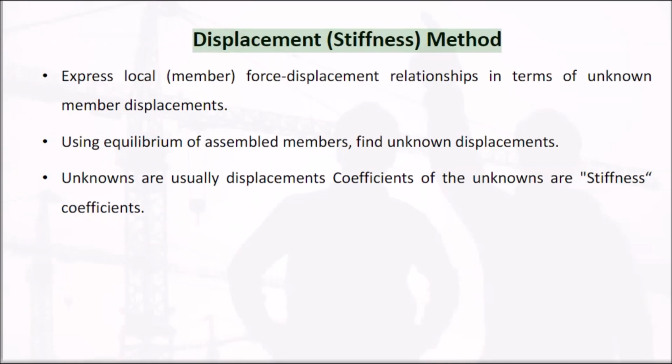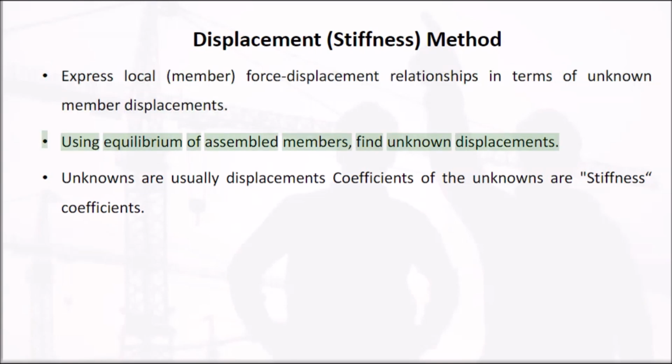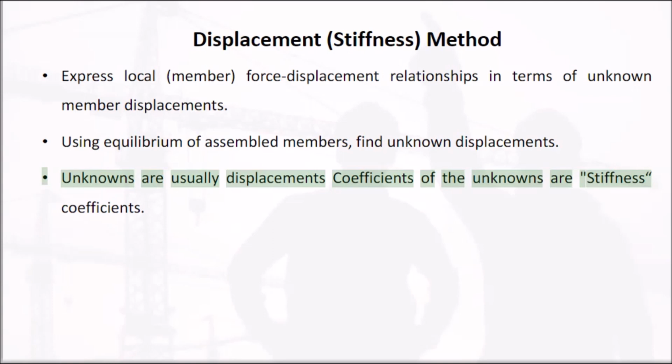Displacement, stiffness method. Express local member force displacement relationships in terms of unknown member displacements. Using equilibrium of assembled members, find unknown displacements. Unknowns are usually displacements. Coefficients of the unknowns are stiffness coefficients.